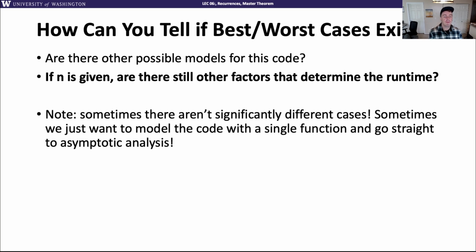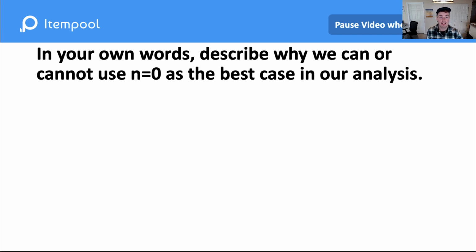So how can you tell if a best and worst case exist? Well, are there other possible models for this code? Remember, a model is a runtime function. For any input size, what is the number of steps? If n is given, are there other factors that determine the runtime? And sometimes there aren't significantly different cases. Sometimes we just want to model the code with a single function and just go straight to analysis. That's okay. But usually you might want to think about, well, are there significant differences depending on other inputs?